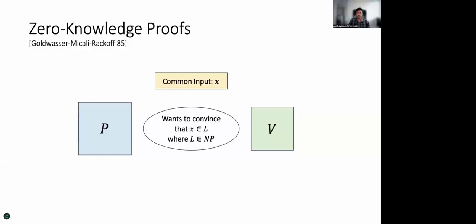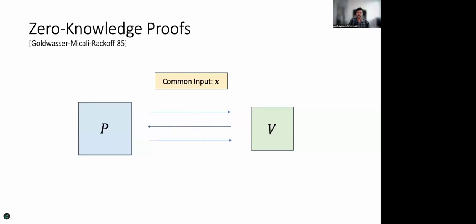Let me start by recalling zero knowledge proofs. In this setting, we have a prover and a verifier, and the common input to both parties is a statement X. The prover wants to convince the verifier that the statement X belongs to an NP language L. For this purpose, the prover and the verifier interact with each other by sending messages, and at the end of the interaction, the verifier either accepts or rejects this interaction.